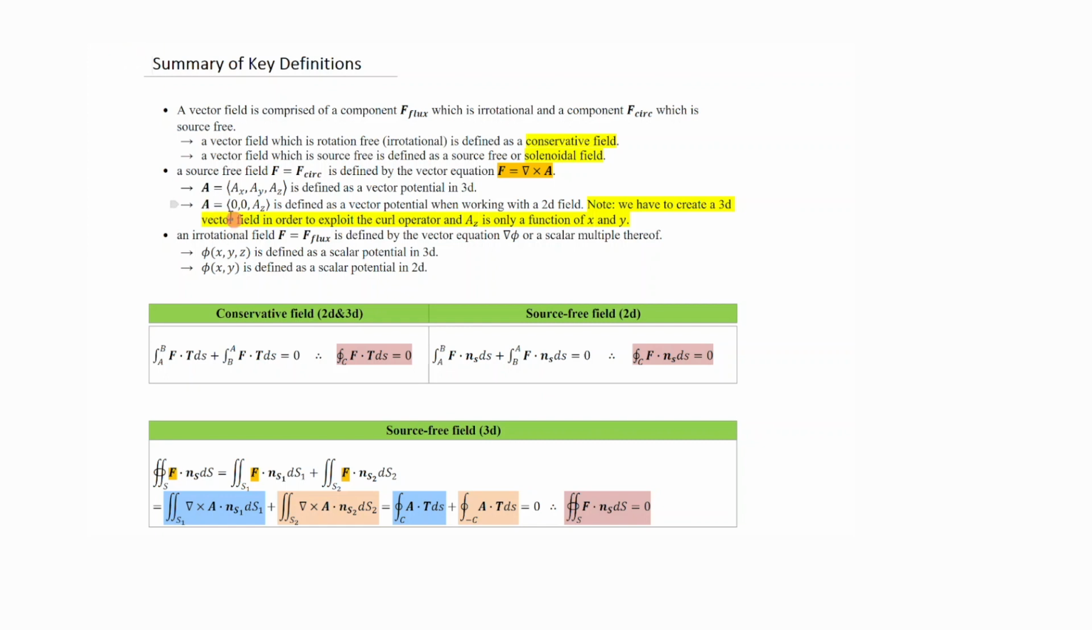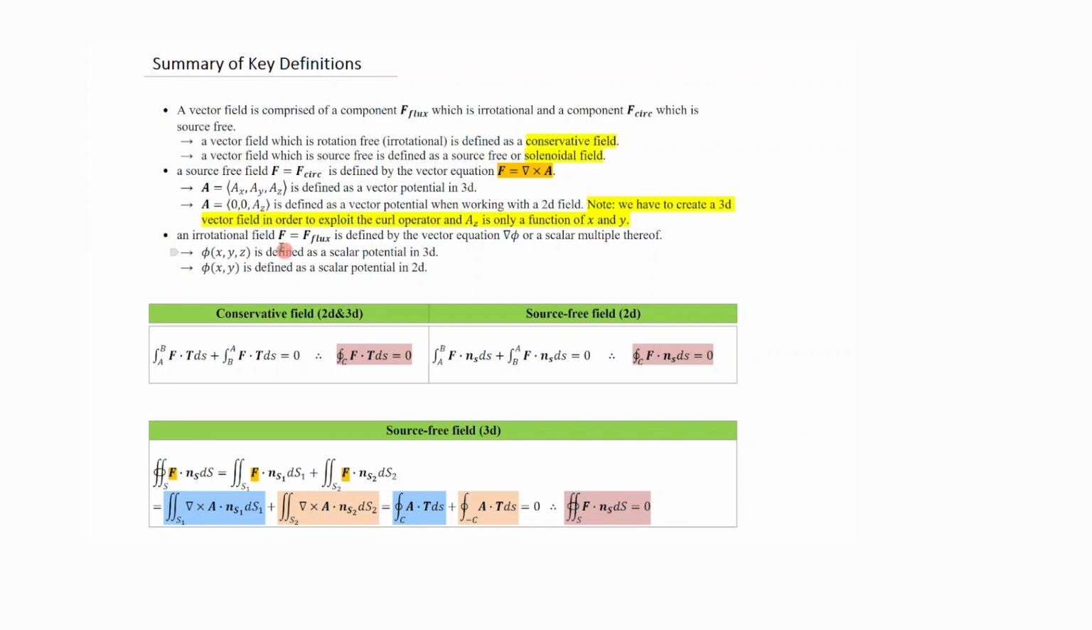That is, the x component 0, the y component 0, and the z component A of z. This could only be a function of x and y. So to create a 3D vector field, we need to use the curl operator to exploit it. So that summarizes why A of z is only a function of x and y.